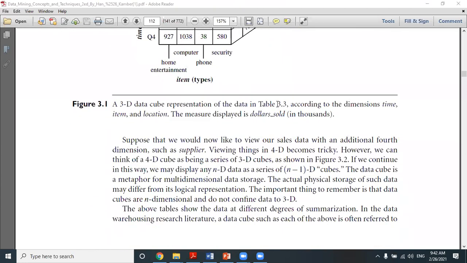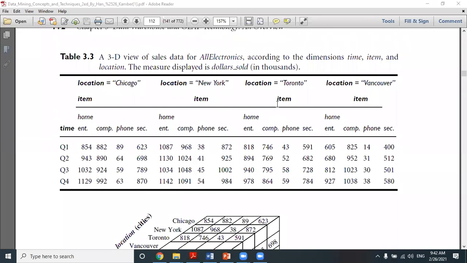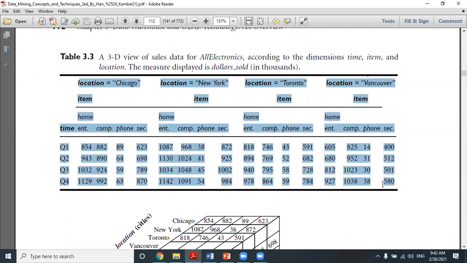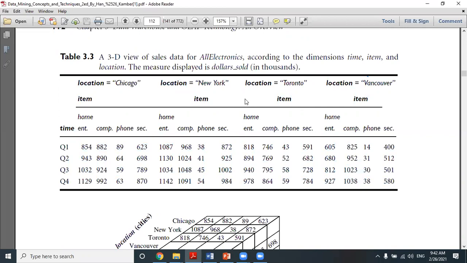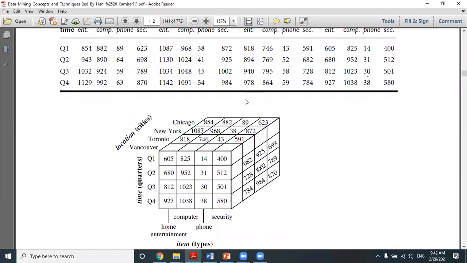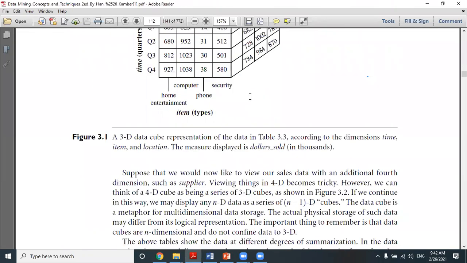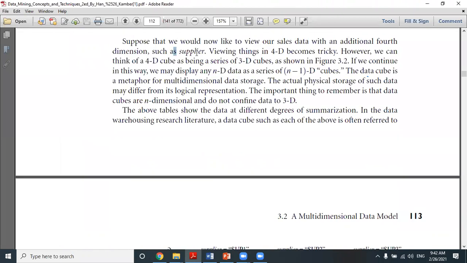Now we will make it more complex, a little bit more complex. From 3D view, we are going to support the fourth dimensional view, 4D view. And obviously, to create a fourth dimensional view on the existing data, we have to introduce one more dimension, and that dimension will be supplier. The dimension we have introduced here, this fourth dimension, is called supplier.